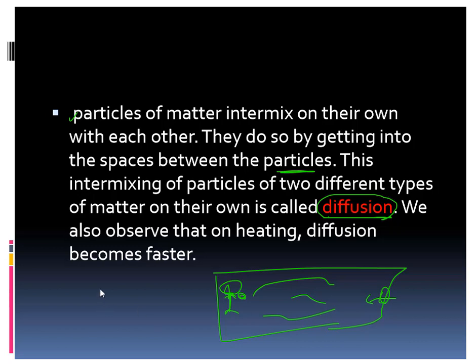Suppose in your kitchen, your mother is cooking your favorite food. Suppose this room is your kitchen. This is your dining room, your dining hall. You are hungry and sitting here. Whenever your mother is cooking here, you can easily smell the food. How? This is only because of the diffusion.